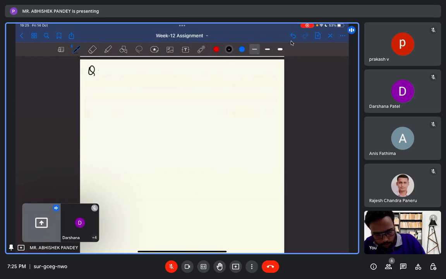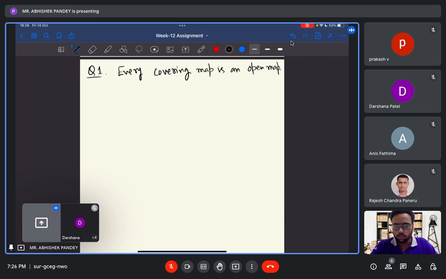So let us look at some questions regarding this. So question 1 is: every covering map is an open map. So whether this is true or not, okay. So we'll see this proof. Solution. So the answer is yes.